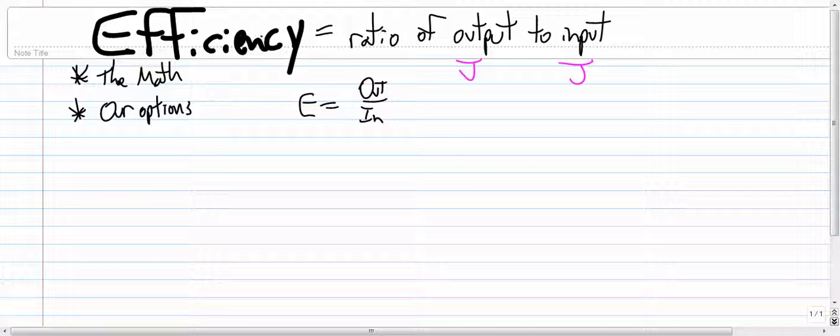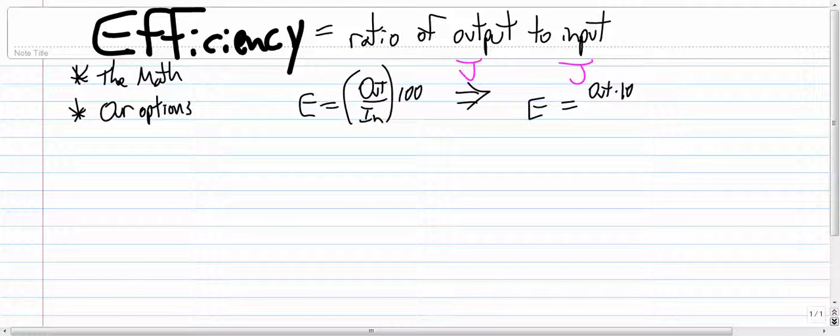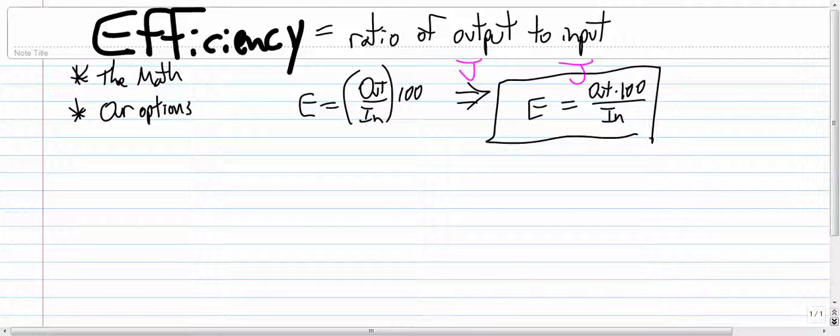And a lot of people, for some reason, don't want to hear a decimal as an answer. So if we want to hear this as a percent, what we do is we multiply this right side by 100, and that turns our efficiency into a percent. So let me write this one more time then. Efficiency equals, I'm going to write the 100 on top here, so output times 100 over input. This equation right here will solve 3 of the problems on the efficiency quiz.